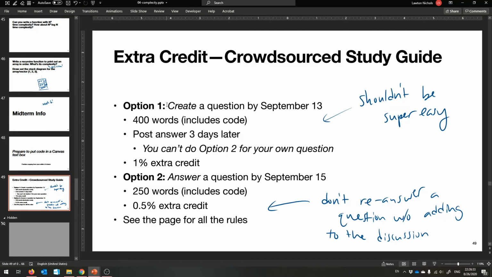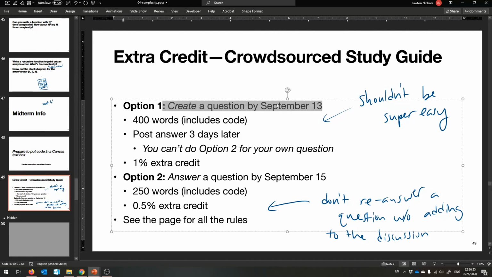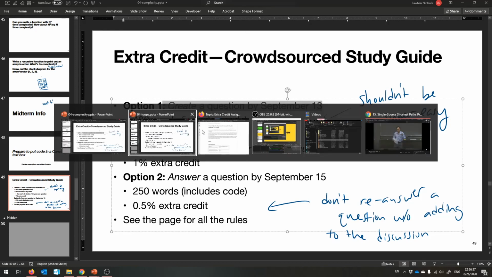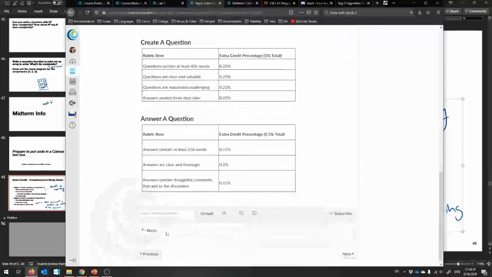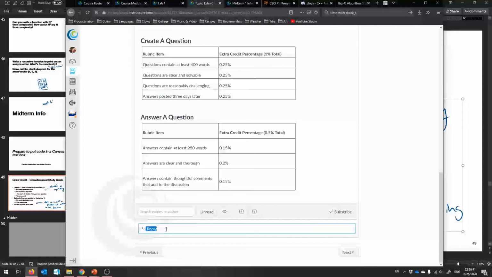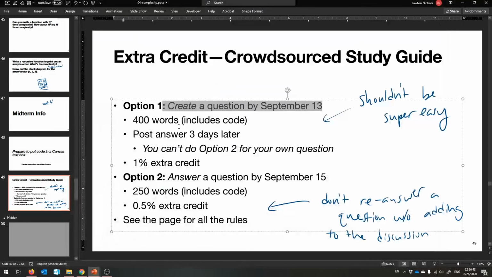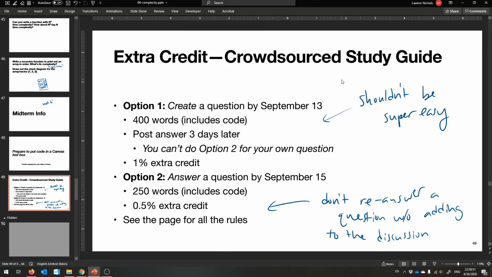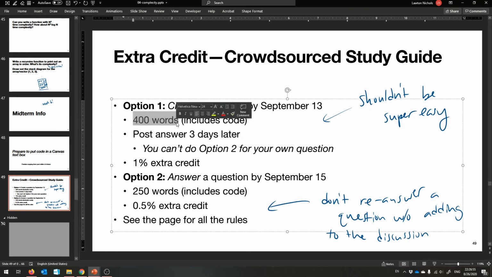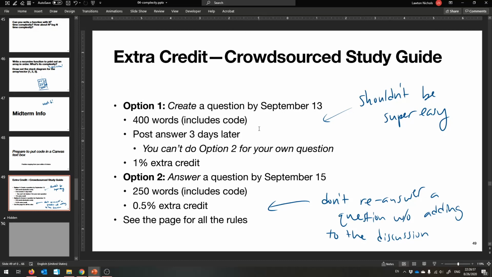Alright, so you have 2 options when you're doing this. You can create questions for your peers. So it's going to be a discussion, and you're going to reply down here. Be like, hey, I'm writing a question to be on the study guide. I'm making up my own question. And to get credit, it has to be 400 words. That includes code, so that's okay. So write a nice question. It shouldn't be super easy. You can write multiple ones if your first one isn't 400 words long. Okay, so it's got to be 400 words.